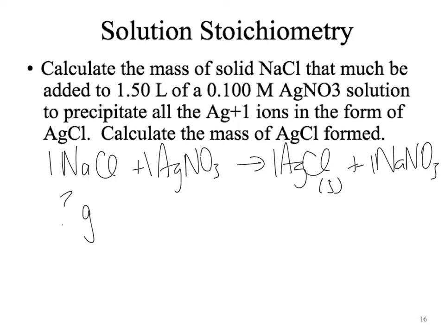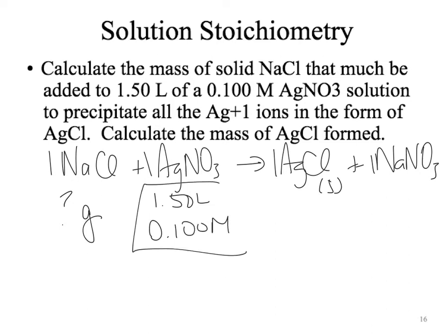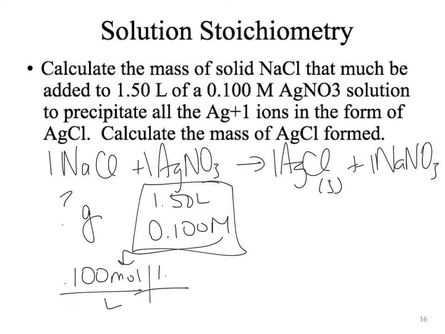All right, I would always write down exactly what you need. It says calculate the mass, grams, of solid NaCl that must be added to 1.50 liters of silver nitrate, and the silver nitrate is 0.100 molar. Always start all of these with the thing you have, the two pieces of information, and the very first thing you want to do is change that big M to moles per liter, which hopefully then will lead you to multiply by liters so that liters cancels with liters. All right, so you should get 0.15 moles of AgNO3.